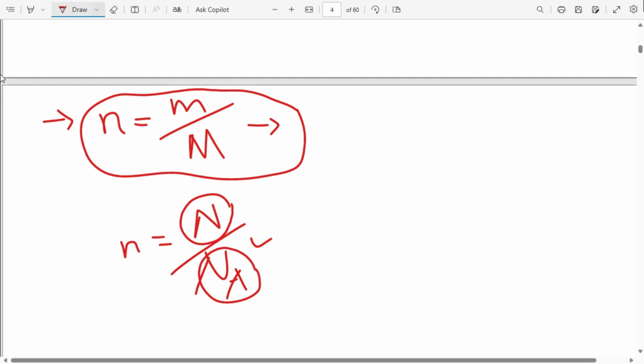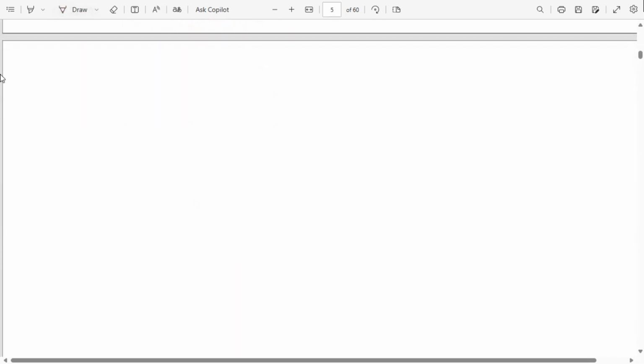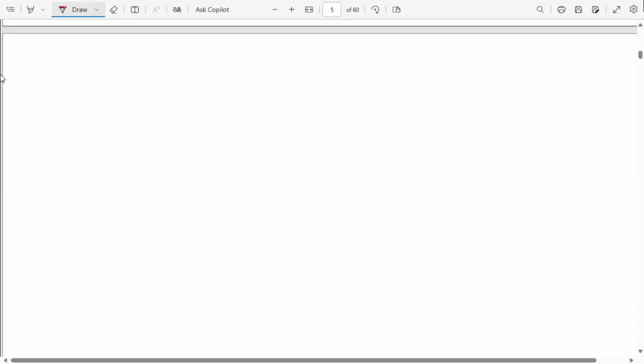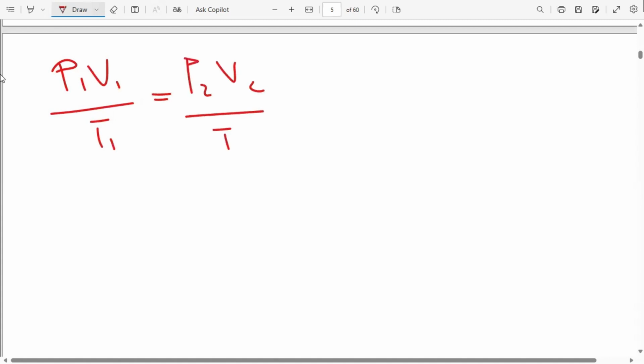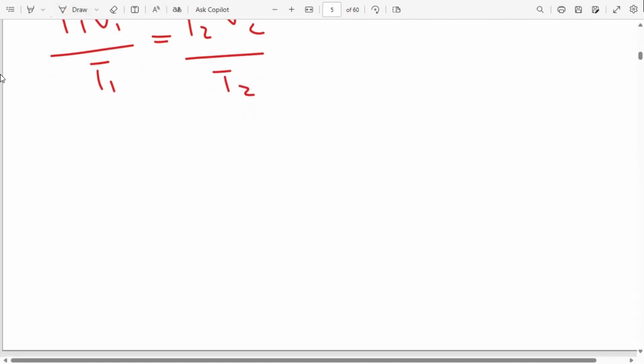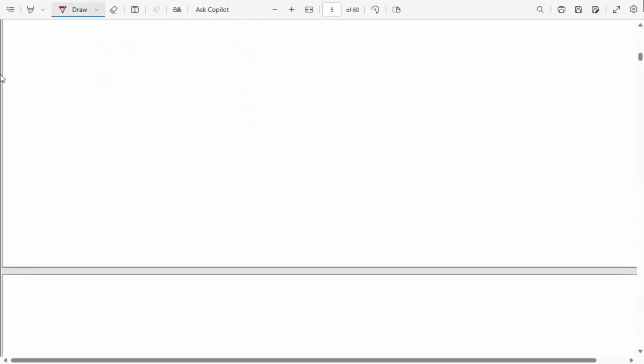We'll look at examples mostly in our next class, but let's also remind ourselves of the combined gas equation. We said the combined gas equation is P1 V1 over T1 being equal to P2 V2 over T2. These are some of the things that we already discussed in our previous class, and for today, let's now look at the kinetic energy and the molecular speed.